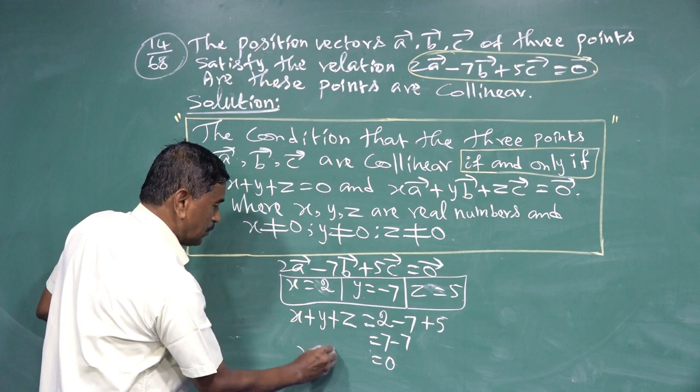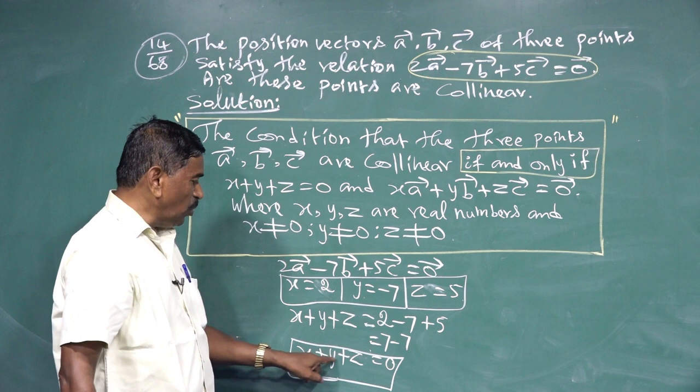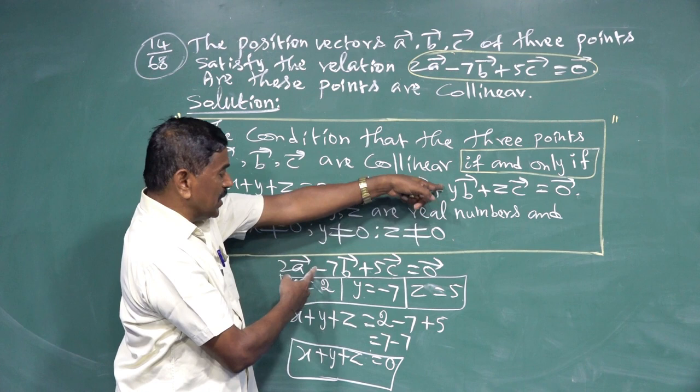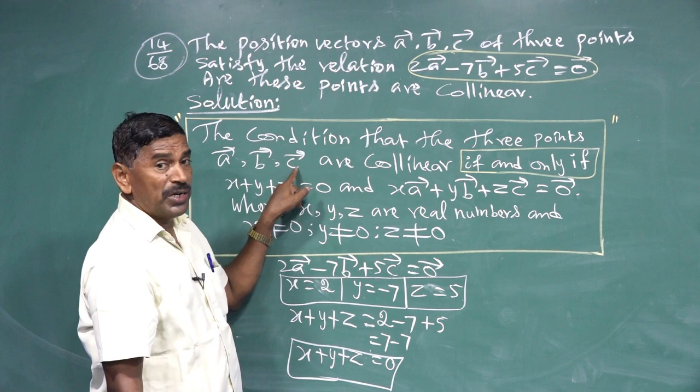Yes, that is x plus y plus z equal to 0. Therefore, 2a vector minus 7b vector plus 5c vector is equal to 0 vector. So this second condition is satisfied. Therefore, the given three points are collinear. That's all.